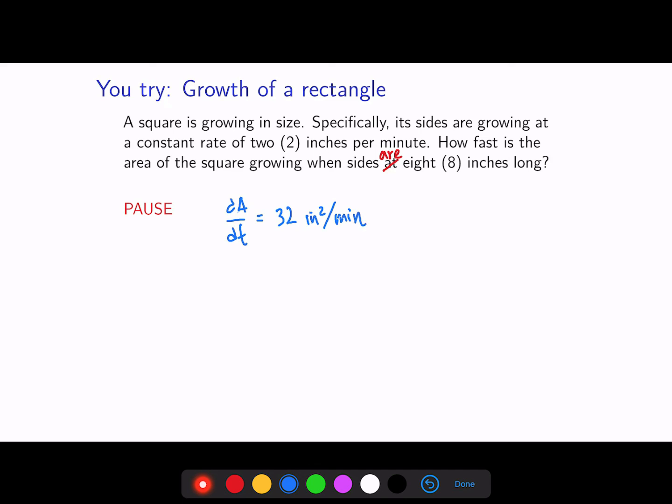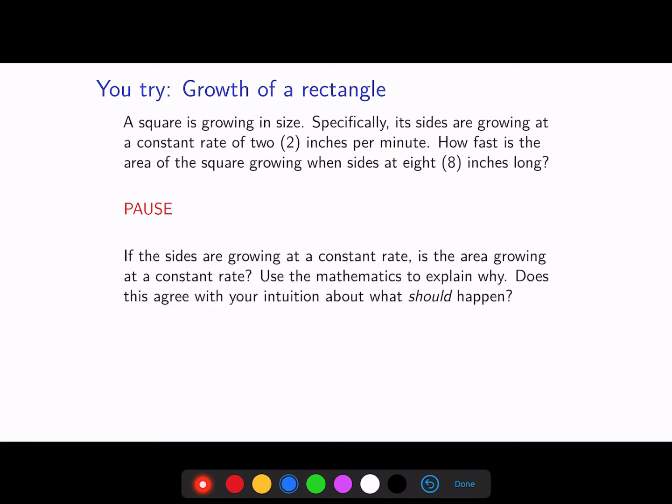Now that you have an answer and you know what my answer is, I want you to think about one more thing. If the sides of the square are growing at a constant rate, is the area growing at a constant rate? You can think about this from your intuition by looking at maybe a couple squares and thinking about their area. Or you can look at the mathematics. And what does the mathematics tell you? I'd like you to consider this question and then use the mathematics to explain why the area grows in the way that you think it does. And then it's good to ask yourself, does this agree with your intuition? What does your gut tell you?